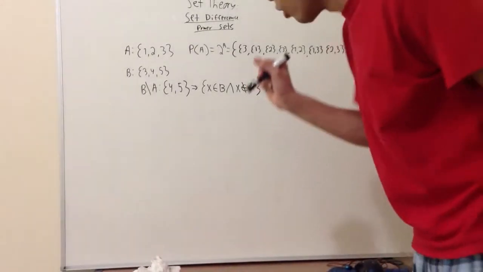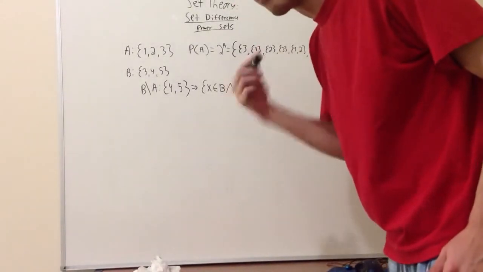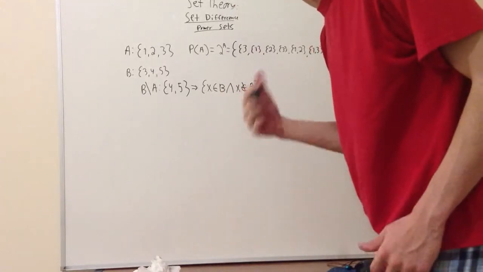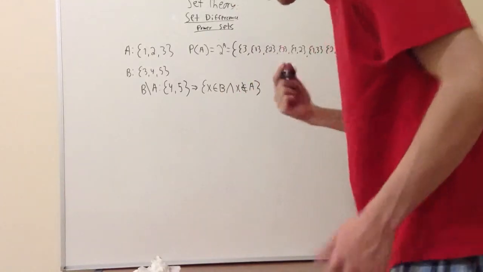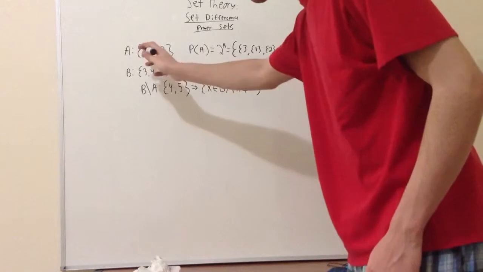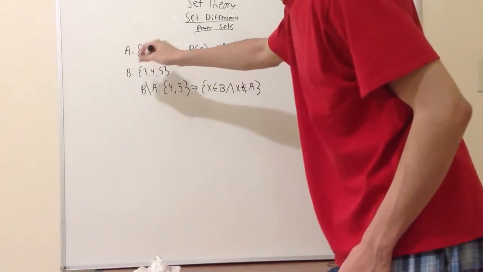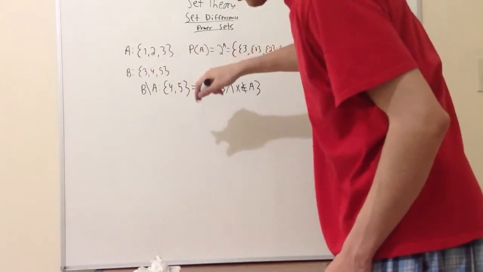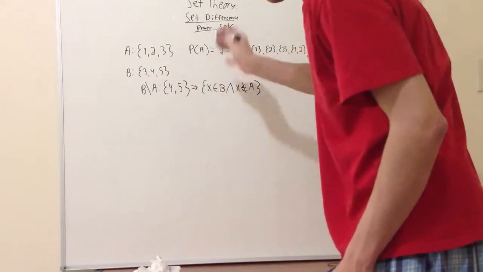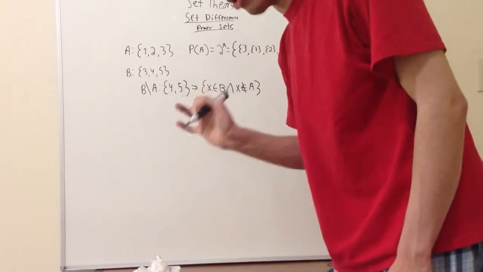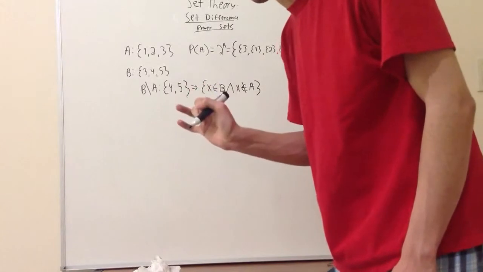Alright, so this will be a video on set differences and power sets, which is yet another operation you can do on sets, and we'll just get right into it. Basically, our classic set A, this time I have elements 1, 2, and 3, and set B, 3, 4, and 5. And you can denote the power set of A in a couple different ways.